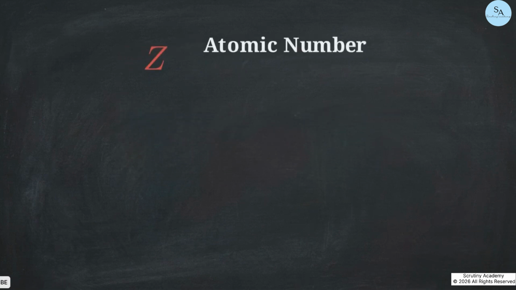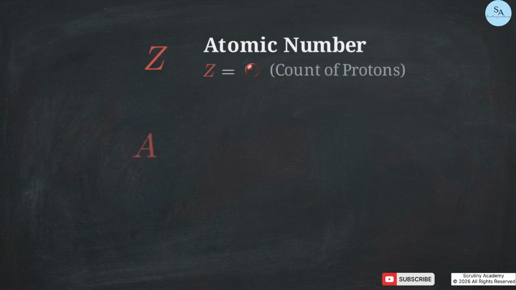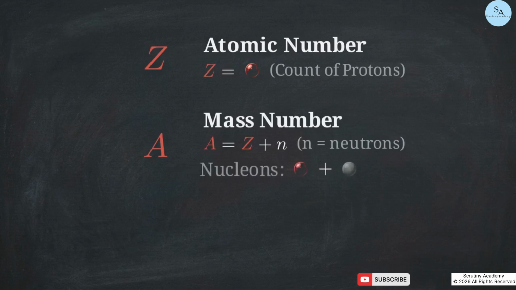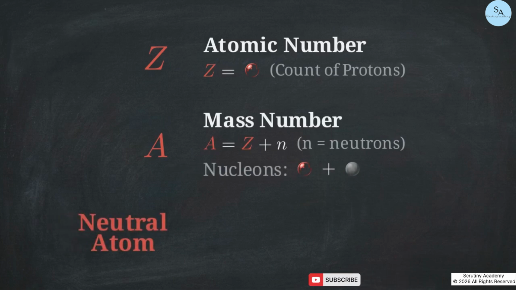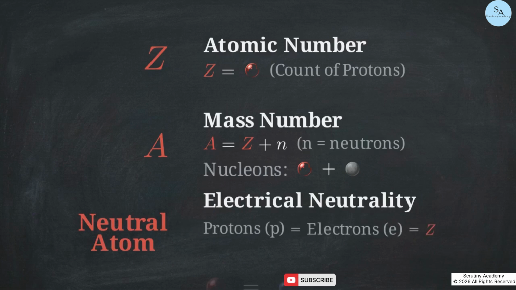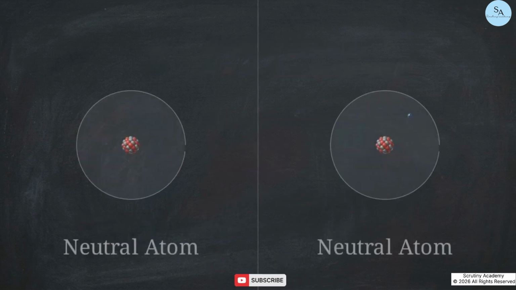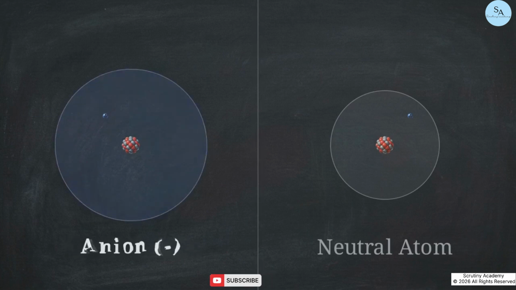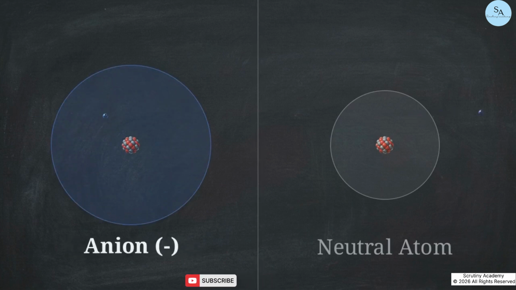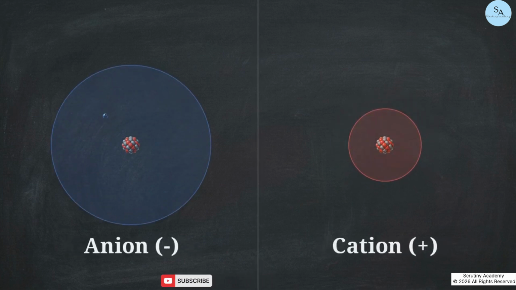Z represents the atomic number, which is the exact count of protons. A is the mass number, representing the total nucleons, the sum of protons and neutrons. It is important to note that the atomic number Z only equals the number of electrons when the species is perfectly neutral. When an atom gains an electron, it becomes a negatively charged anion. When it loses one, it becomes a positive cation. In both cases, the proton count remains the same, only the electron count changes.